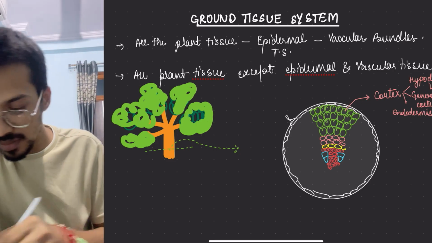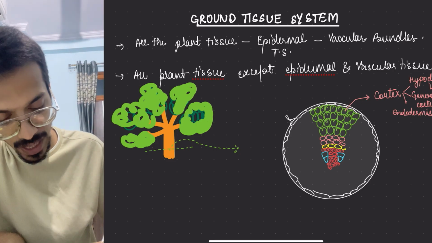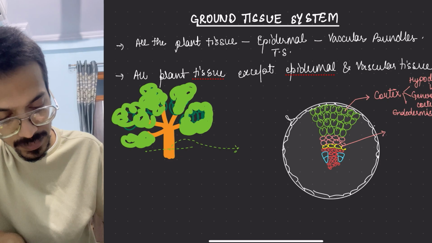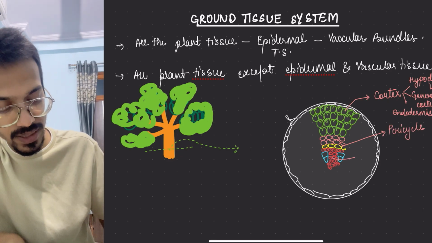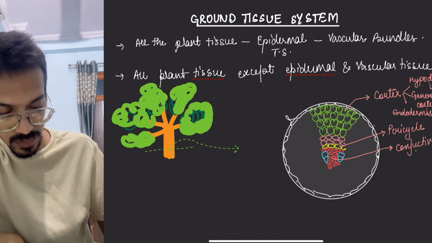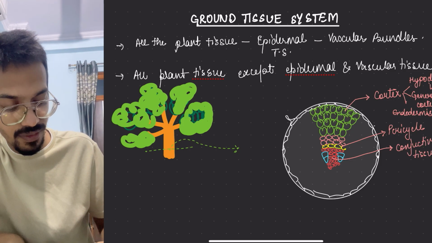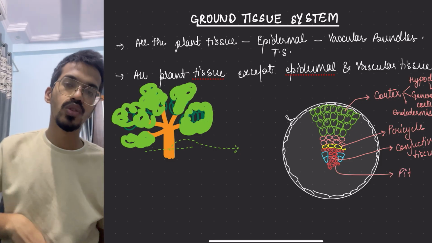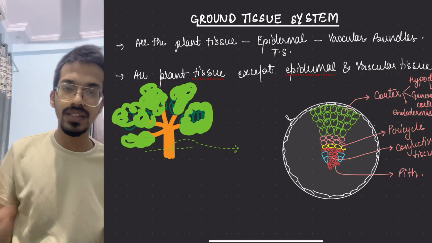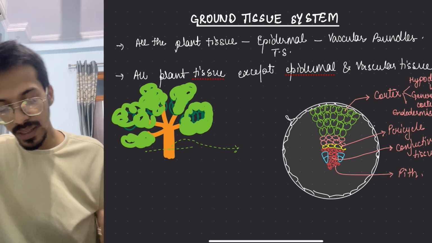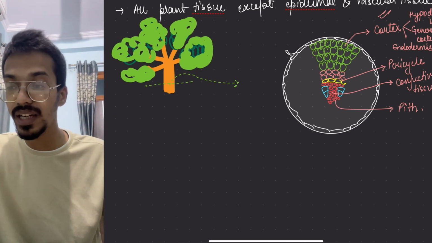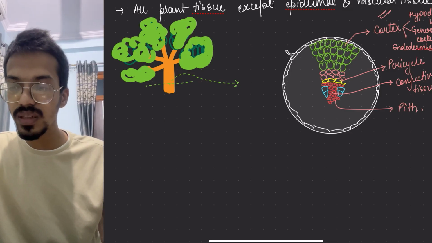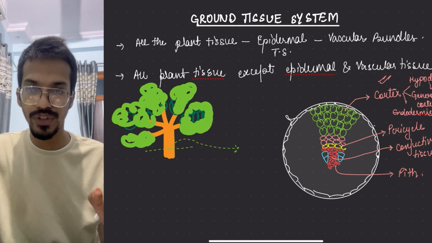Okay, then we have pericycle, then we have the tissue called conjunctive tissue, and in the center we have cells that are called pith. So all of these things will be present in it. Okay, next, these names you have to remember. Later on we will study them in detail. So this is about the ground tissue system.